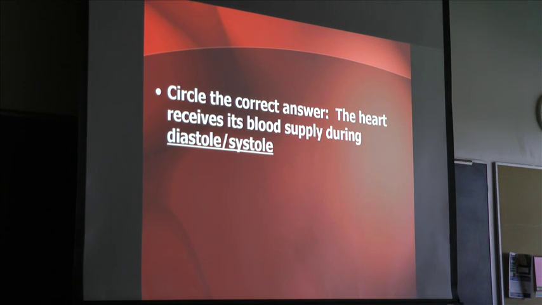And there's plenty of blood left in the aorta to perfuse those vessels during diastole. So it works out well.